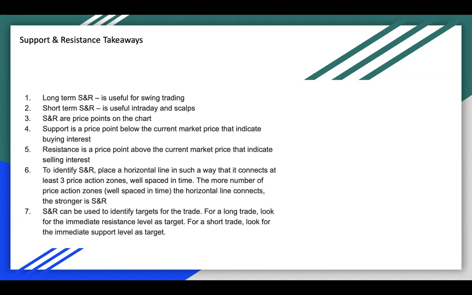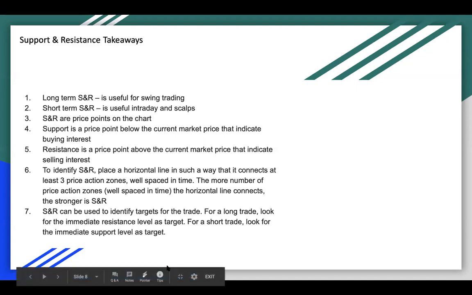So support and resistance are points on the chart. Support is a point below the current market price that indicates buying interest. Resistance is a price point above the current market price that indicates selling interest. To identify support and resistance, place a horizontal line in such a way that it connects at least 3 price action zones, well spaced in time. The more price action zones the horizontal line connects, the stronger the support and resistance.